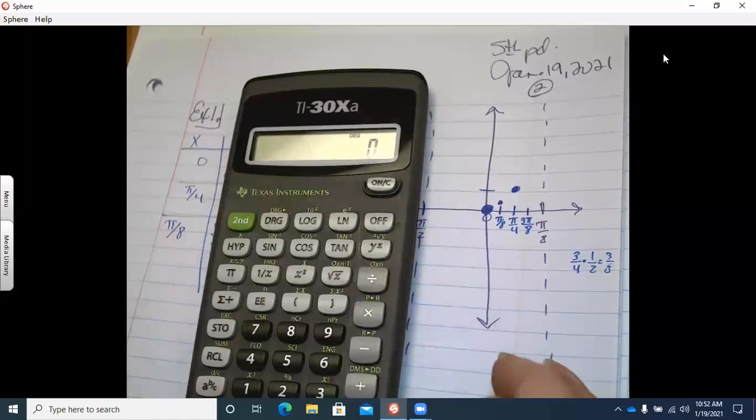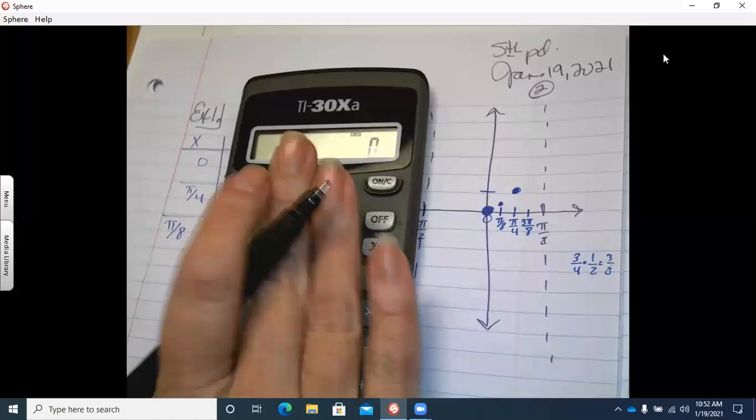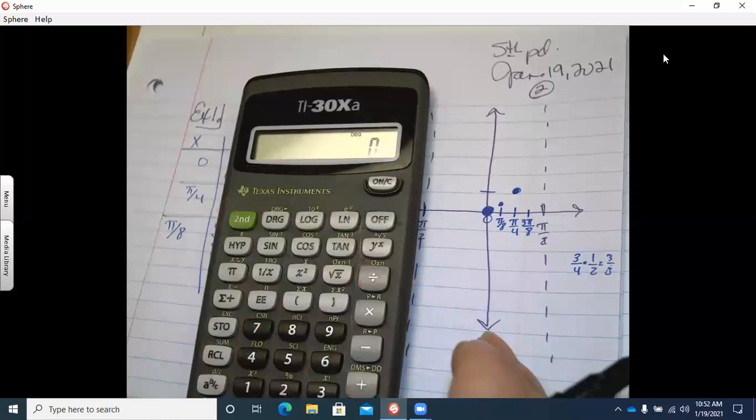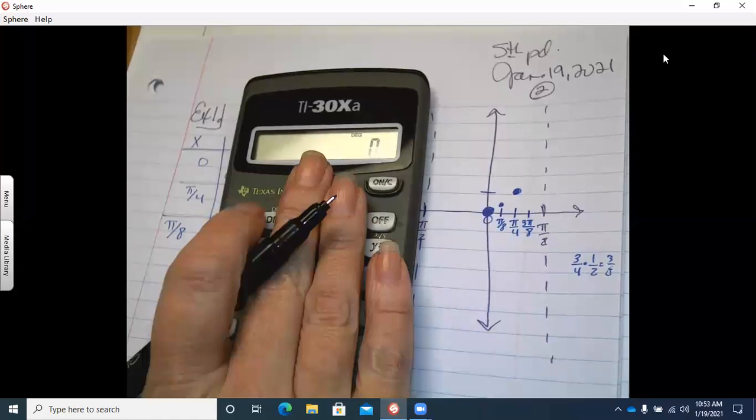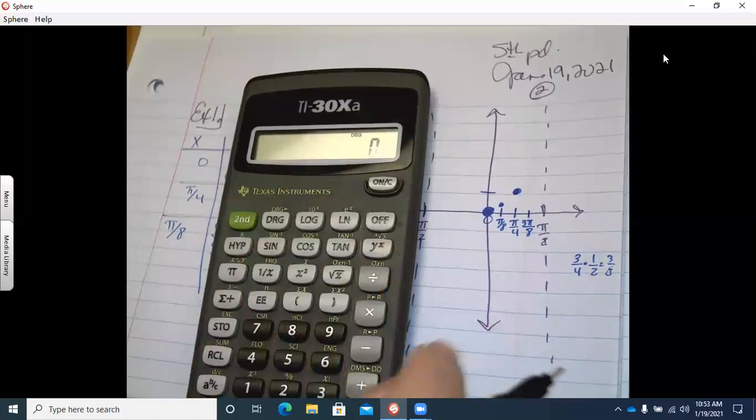Are you in radians? Your calculator is a little different than this. You might have to enter it differently. These calculators, these TI-30s, are very backwards. So try entering yours a different way. Try putting tangent first maybe, and then put in the number, and see if you get the same thing I do. All right, so thank you.